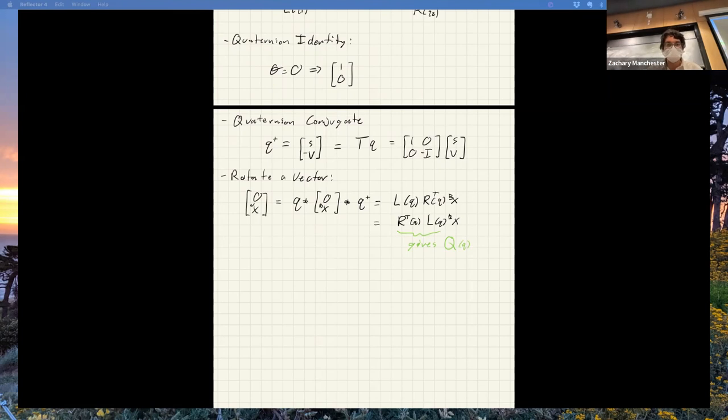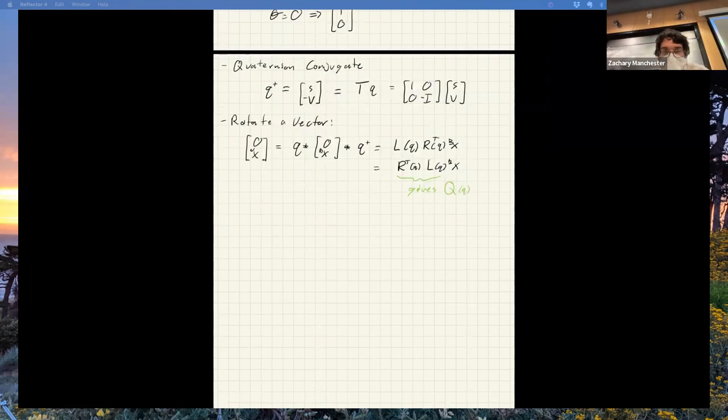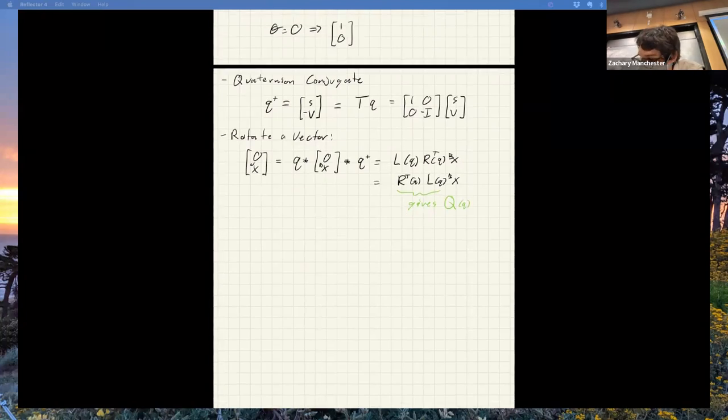Let's see, what else? Last one, and then we'll call it a day. There's one little thing here. We're going to define another matrix H such that it does this. So this basically promotes a three vector into a four dimensional vector with zero scalar part, which is what you would use to do this stuff.